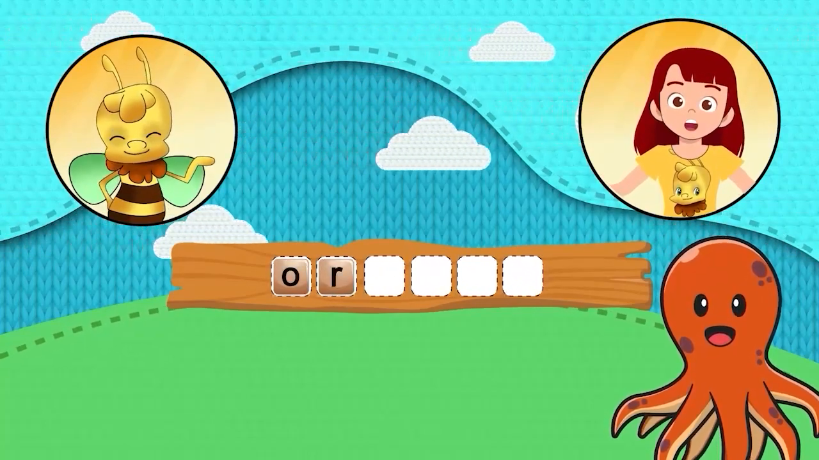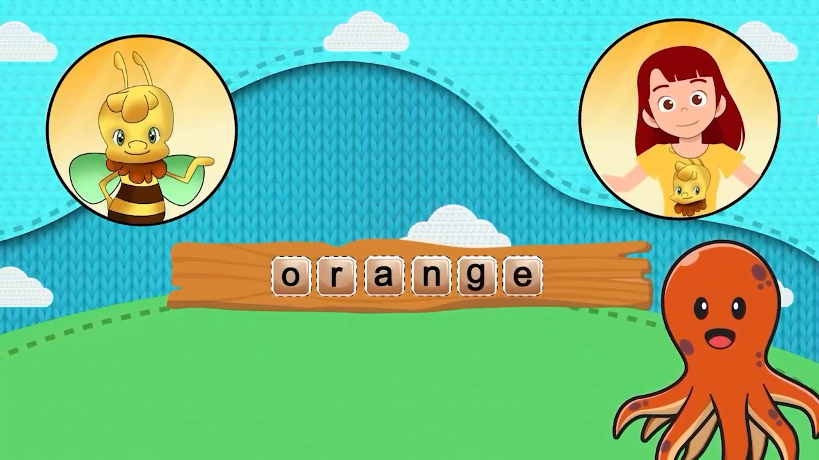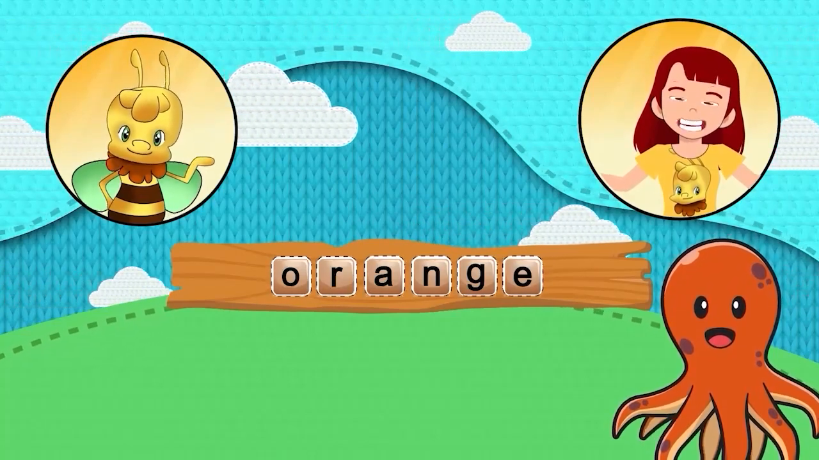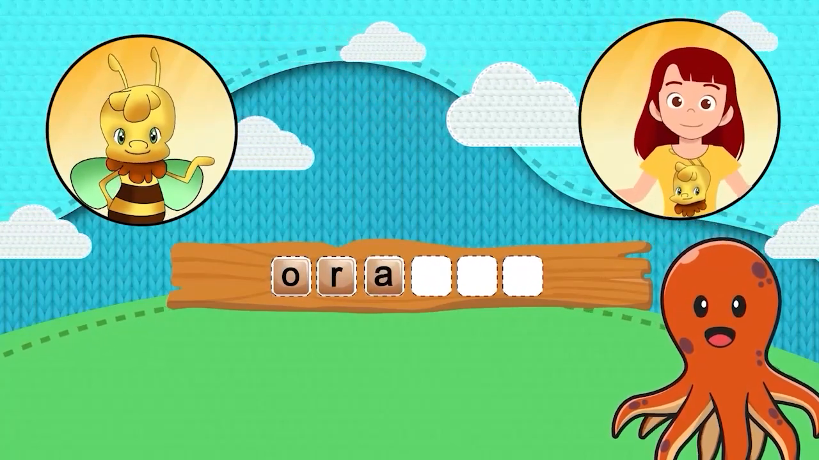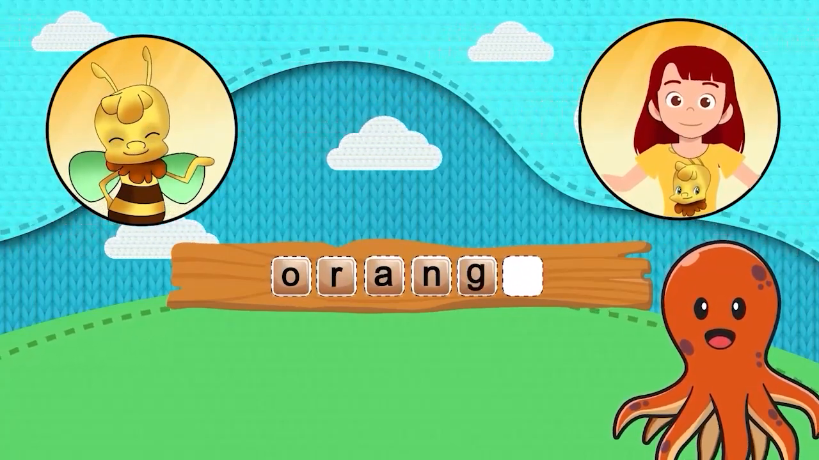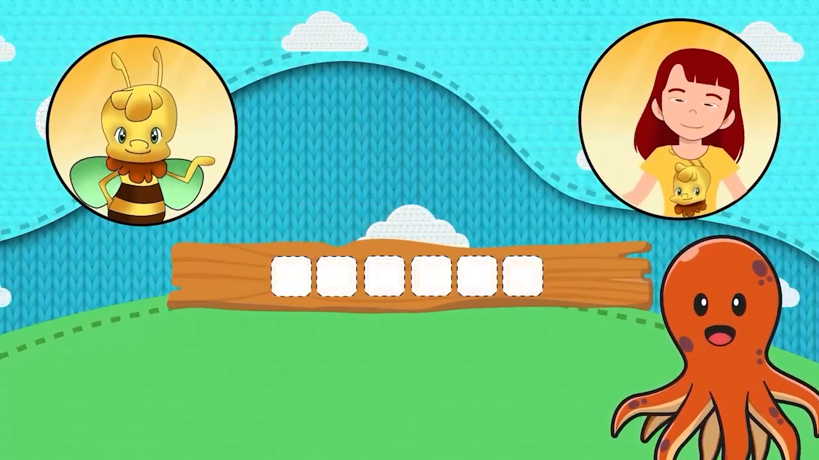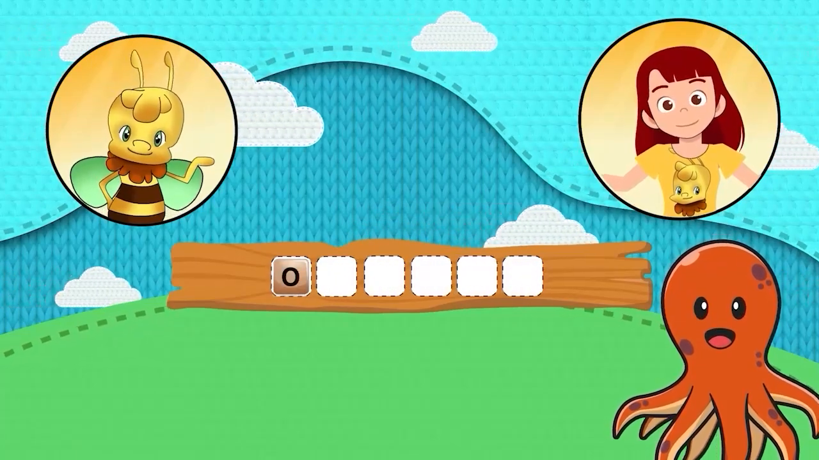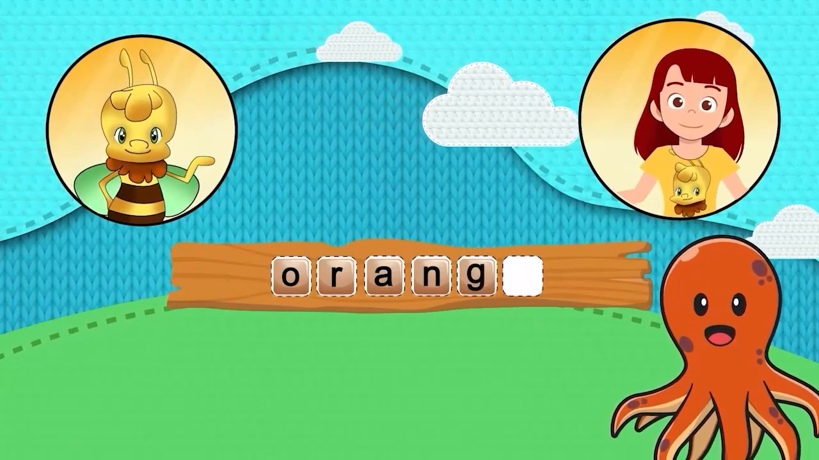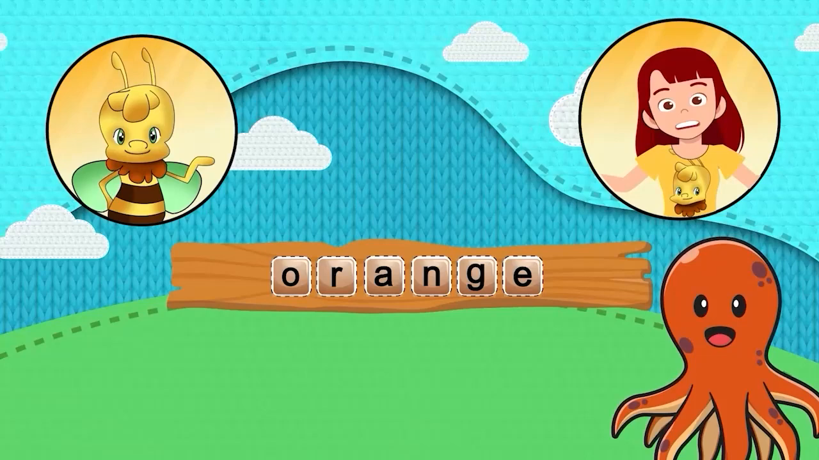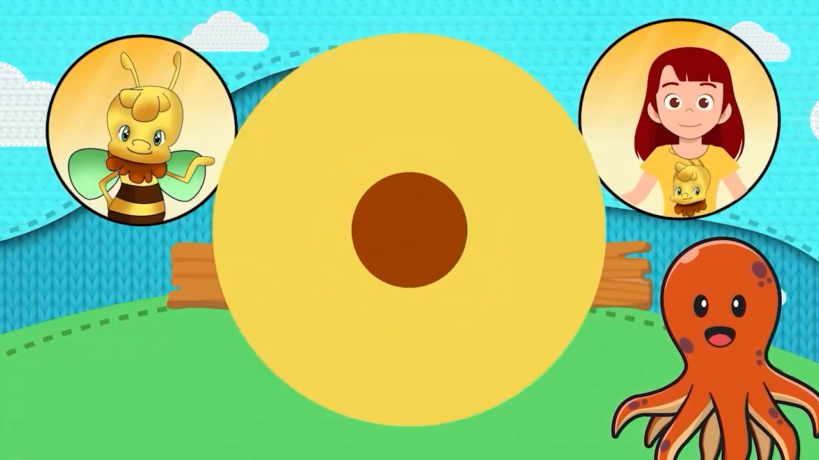O. R. A. N. G. E. Let's practice spelling orange again. O, r, a, n, g, e. Say it a little louder this time so Octopus can hear you. O, r, a, n, g, e. Thank you, Octopus. You were the perfect guest to teach us how to say O.